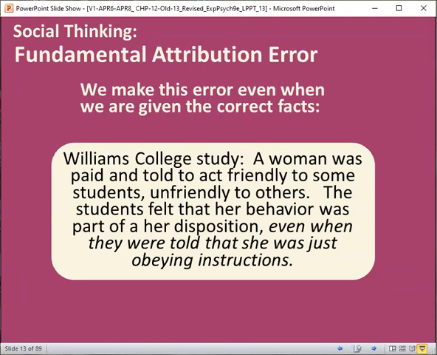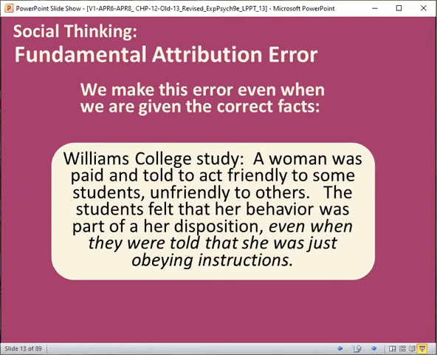So they would view some videos, for example, of a woman acting either friendly or unfriendly to some students, okay? And they were then told that she was paid or told or ordered to do this. She was just obeying instructions. But despite all of that information, despite what they were told as to these being her orders, they still said, well, that's what she felt anyway. She really didn't like those people, or she really liked those students. So despite having that correct information, we still saw it as a dispositional attribution, as an internal factor of the woman.